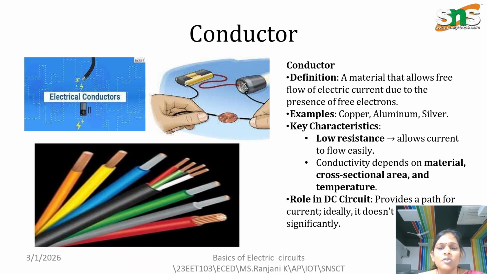Let us see the role of a conductor in DC circuits. The conductor provides a path for current and it should not drop the voltage. For example, the wires used in our houses, house wiring and circuit connections are said to be conductors. With the help of them, we'll see what a resistor is.